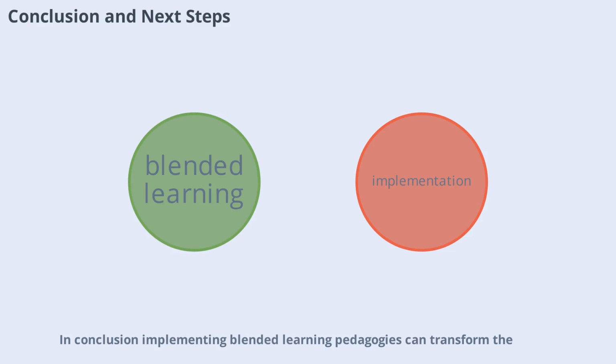Conclusion: implementing blended learning pedagogies can transform the educational experience for both teachers and students. By combining the strengths of traditional and digital instruction, you create a flexible, engaging, and effective learning environment. Remember to plan carefully, stay adaptable, and focus on the needs of your students. Continue exploring new strategies and tools to enhance your practice. With dedication and creativity, blended learning can lead to lasting success in the classroom.